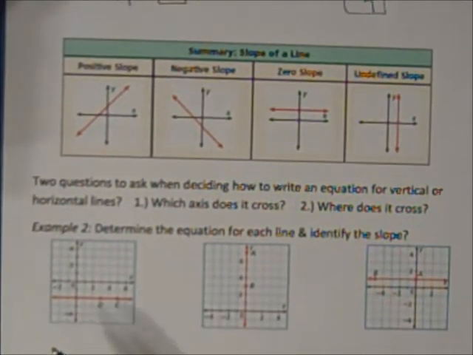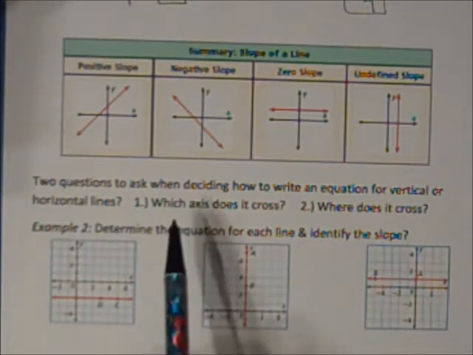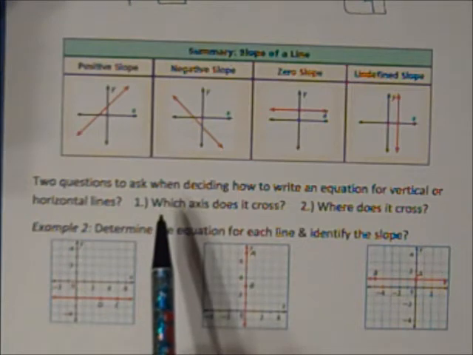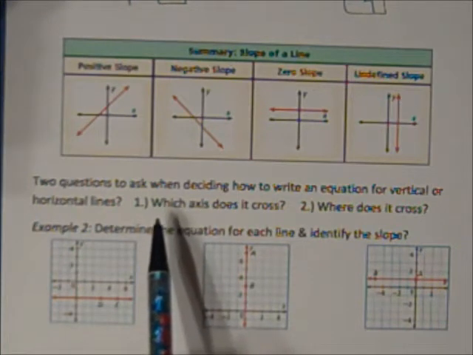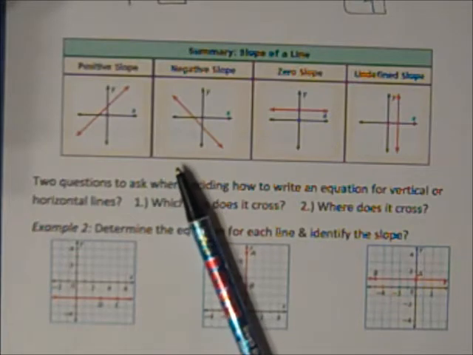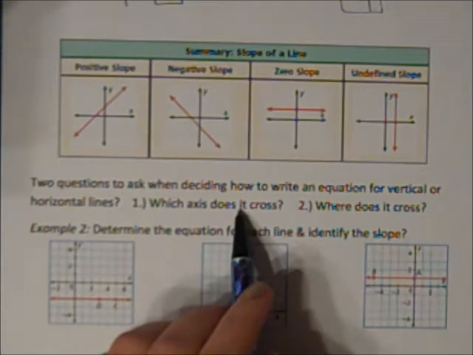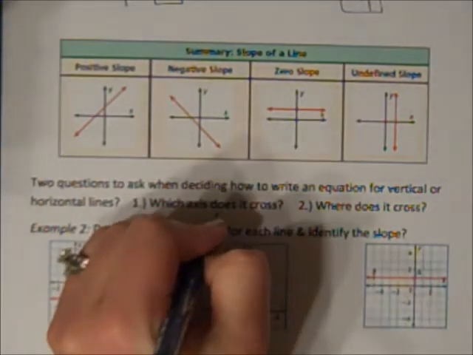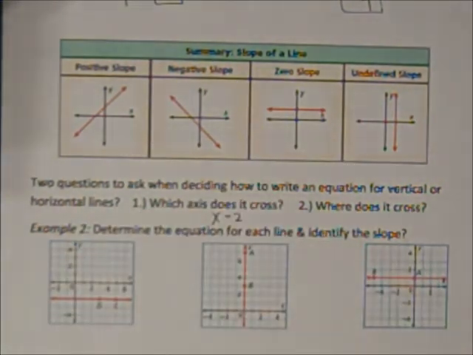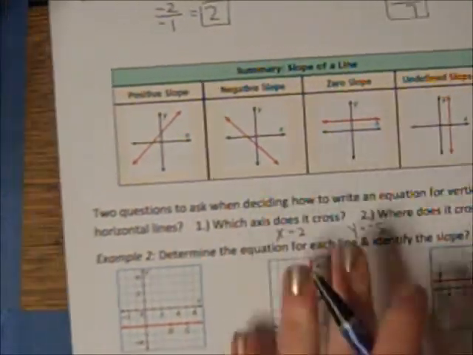Okay, we're going to talk more about how to write equations of vertical and horizontal lines, but I just want to show you an easy way to do it, which is to think, which axis does it cross and where does it cross? So if it crosses the x-axis at 2, then you write the equation x equals 2. If it crosses over the y-axis at -5, then you say y equals -5.